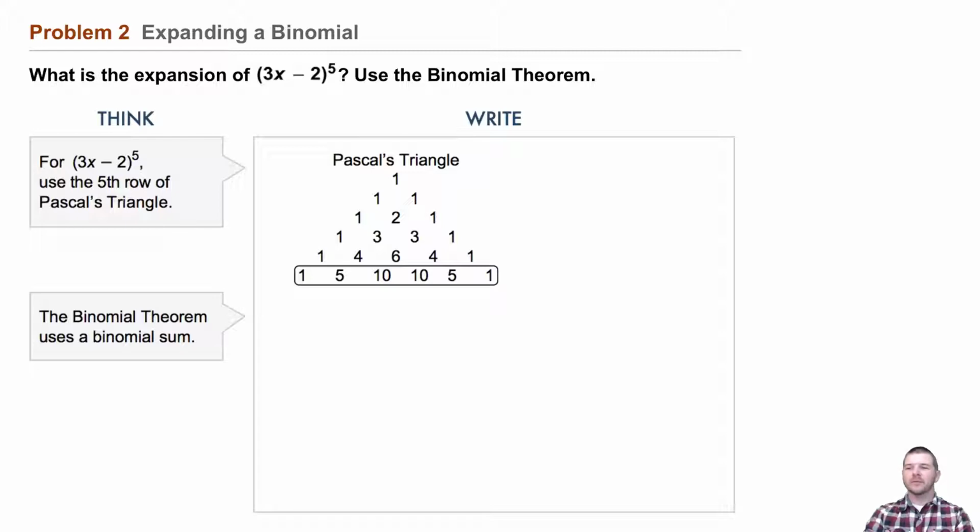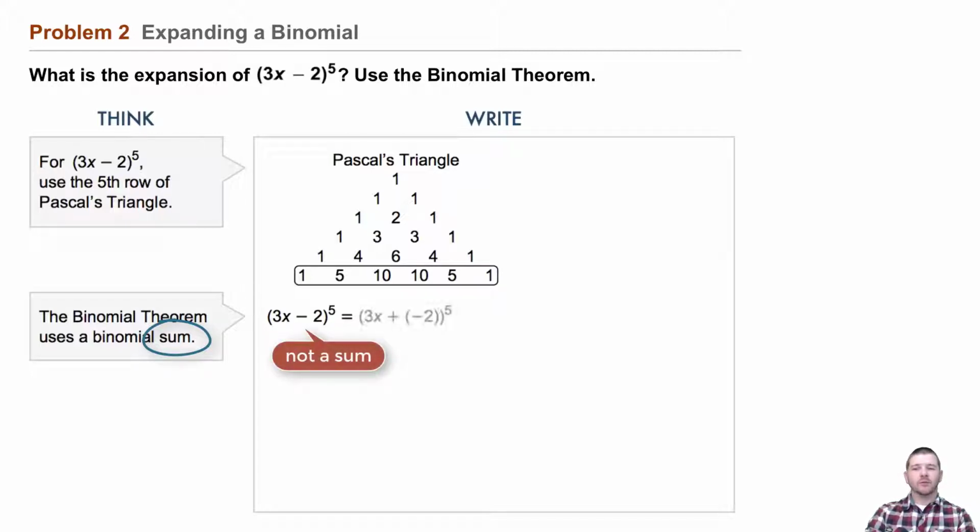Then think, the binomial theorem uses a binomial sum. And write 3x minus 2 to the 5th power equals 3x plus negative 2 to the 5th power. This makes it easier for us to identify the first and second term that we'll use with the binomial theorem.